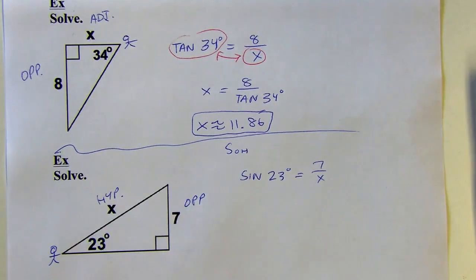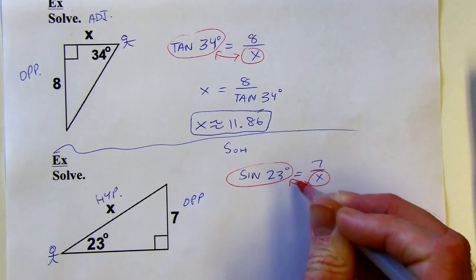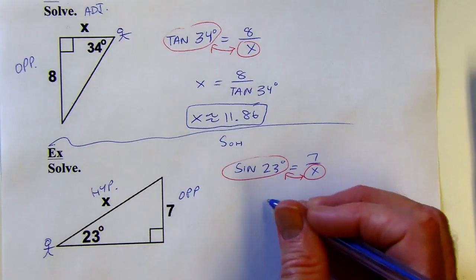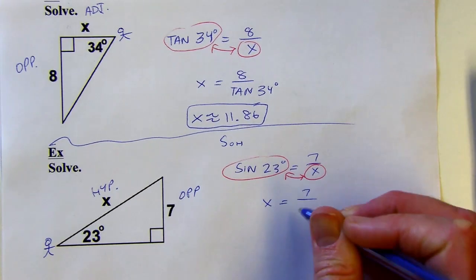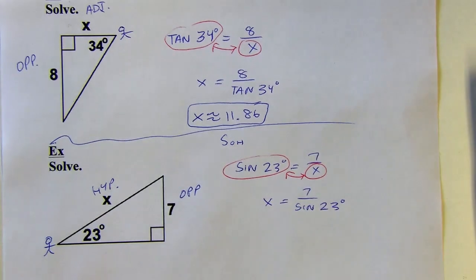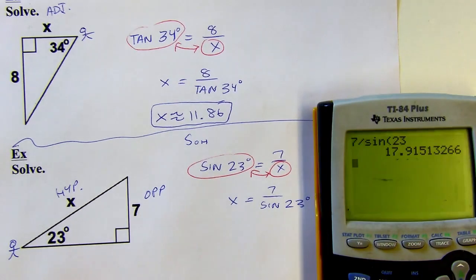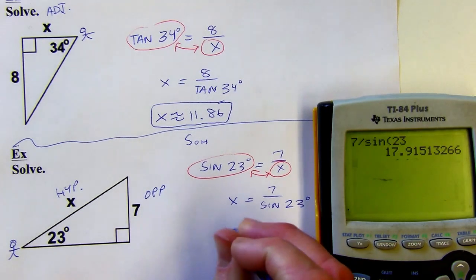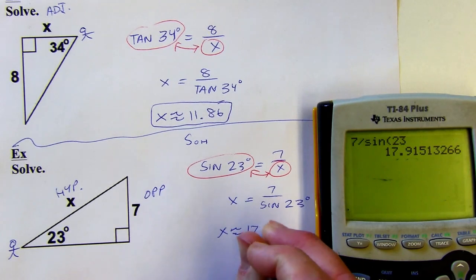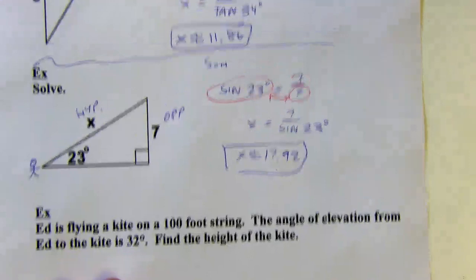Okay. So again, I'm going to do incredible switch here. That's a maneuver I invented, I think. At least I invented the name for it. Okay, I'm pretty proud of that. All right, 7 over the sine of 23 degrees, and I've got about 17.92. I'm going to the nearest hundredth. Okay. All right. So let's try a word problem.